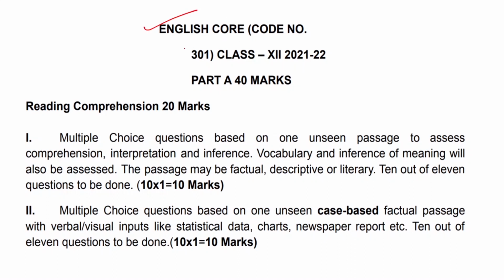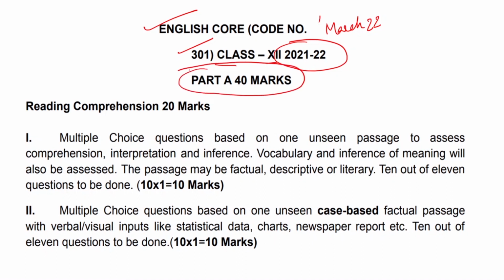English core, code number 301, class 12, 2021-22, which means the March 2022 examination. The question paper is divided into two sections. Part A, 40 marks, that is fully MCQs. Now let us check the detailed question pattern for the year 2021 for class 12 English core.